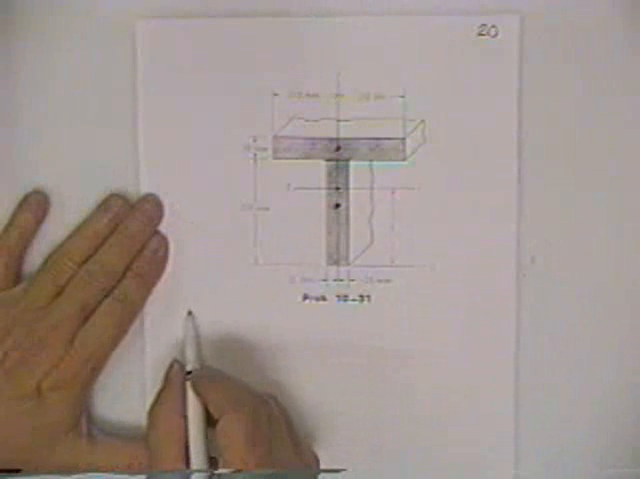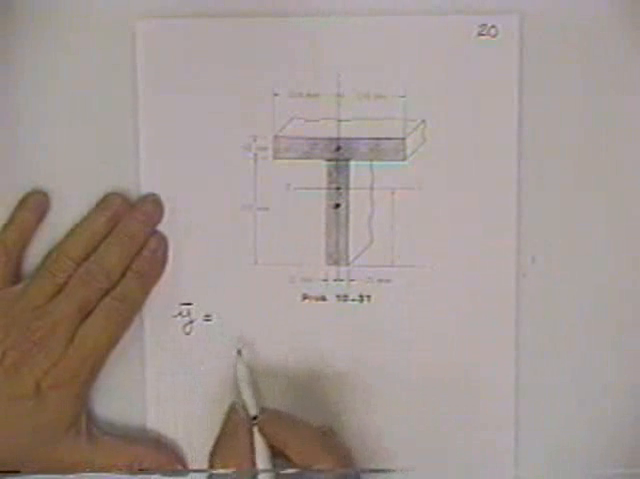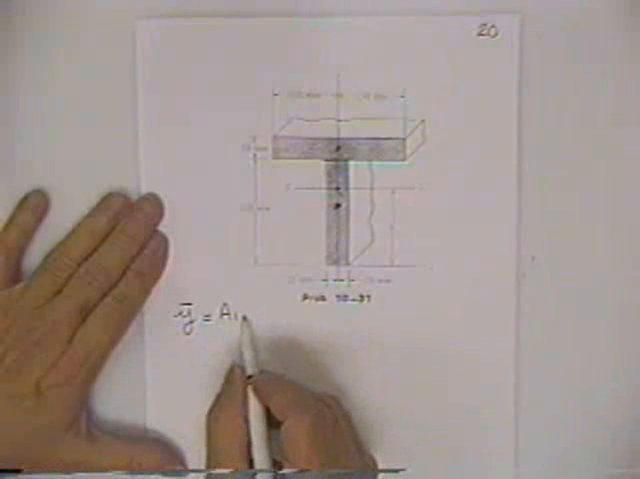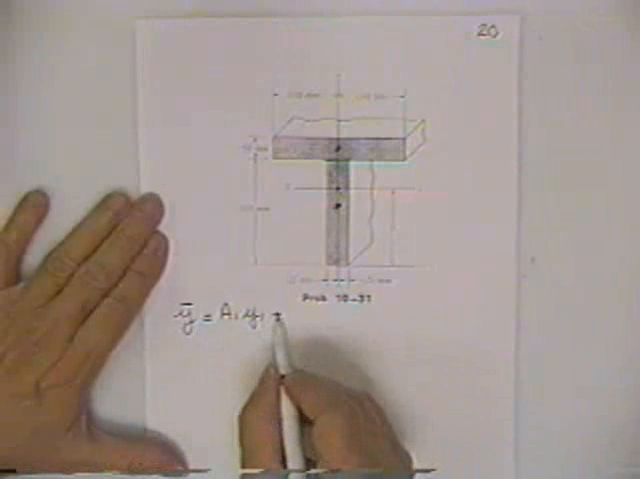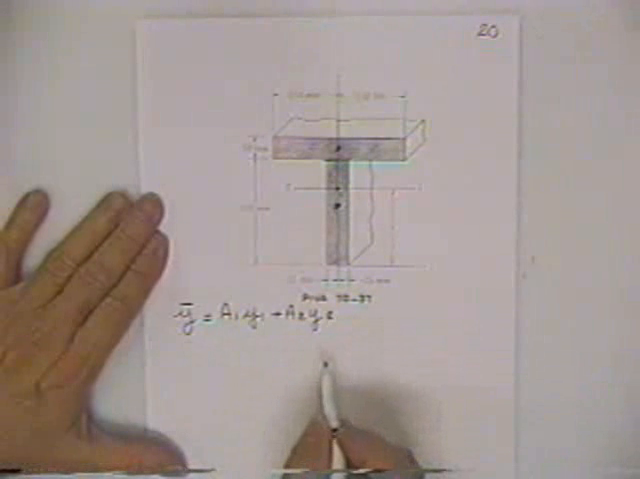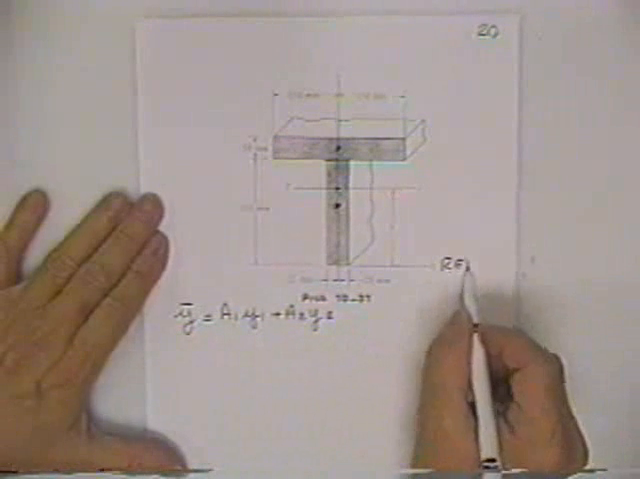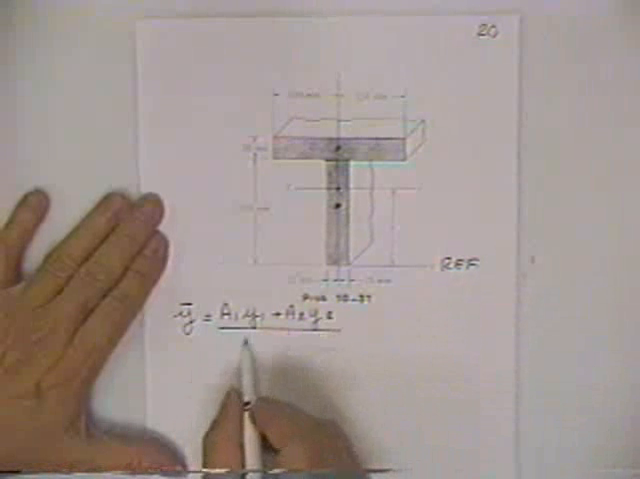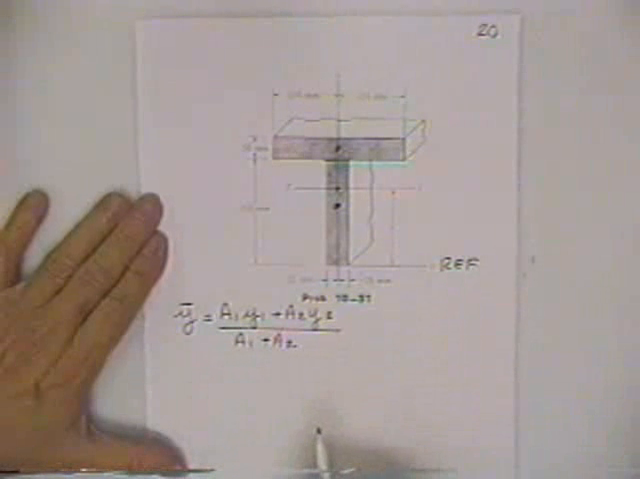And then the equation says y bar is area 1's area times how high his own personal centroid is, plus area 2's area times how high his centroid is above some reference axis. You should always pick the base as the reference axis. It makes the numbers come out easier. Divided by A1 plus A2.